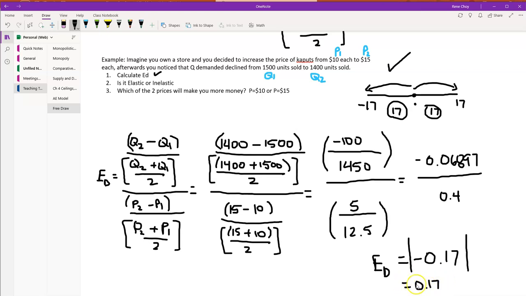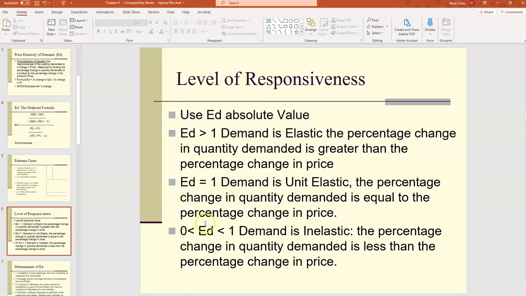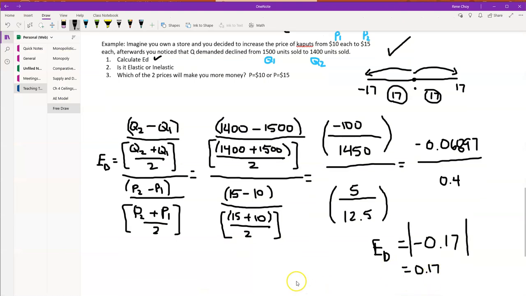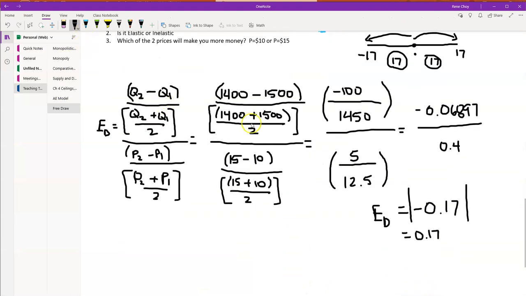All right. Now, once I've done that, it says here that if my elasticity is greater than 1, then we're going to call it elastic. If it's equal to 1, we're going to call it unit elastic. And if it's between 0 and 1, we're going to call it inelastic. So basically, this one is a number between 0 and 1, and therefore this is inelastic.